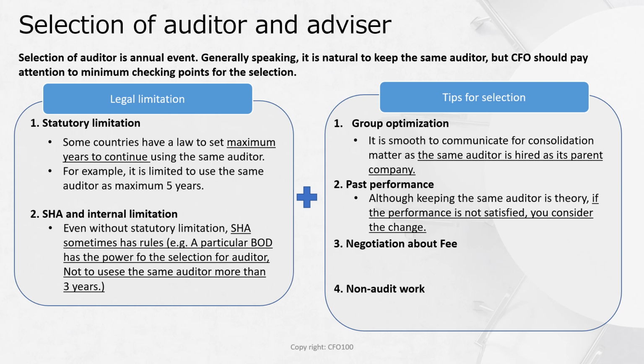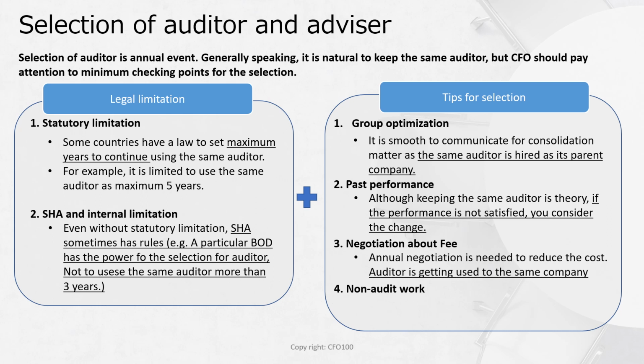At the third point, if your auditor has audited the company many times, they must know much about the company. It is natural to reduce the fee compared with last year because the efficiency improves and the workload becomes less than before. You should negotiate with the auditor to reduce the fee, though inflation sometimes makes a natural increase.